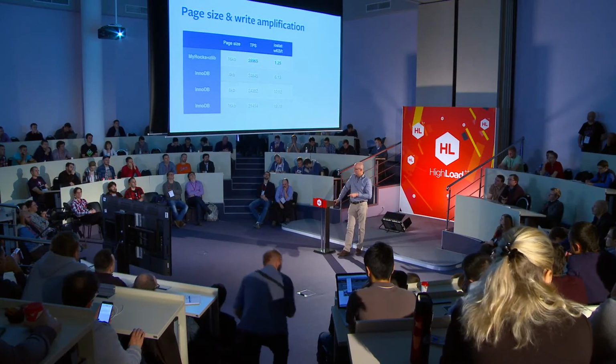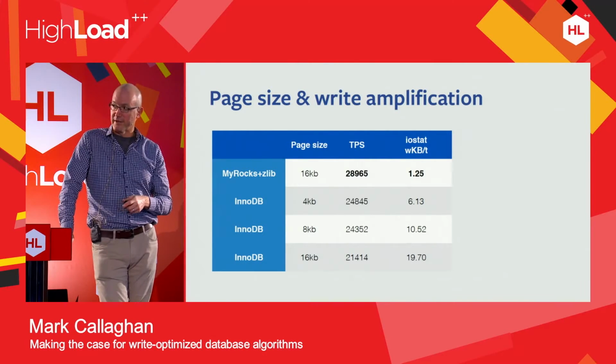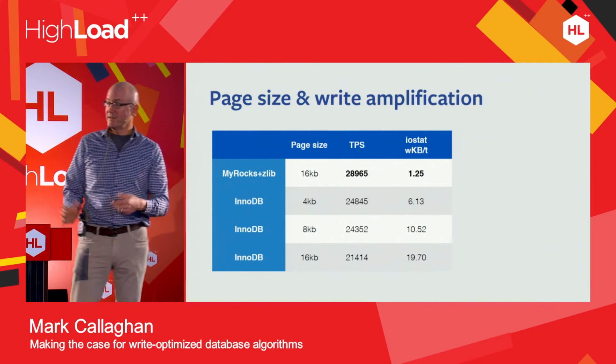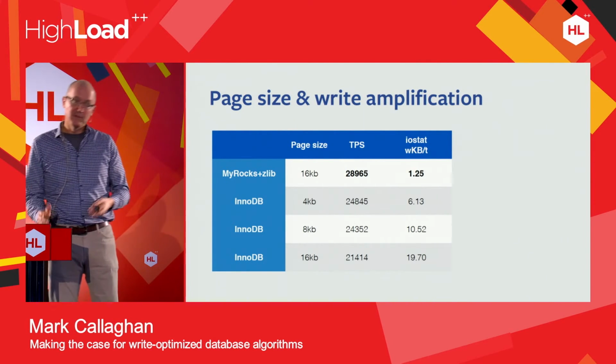The most interesting result is the kilobytes written to storage per transaction. The theory or the speculation was large page size is bad for write amplification. And we can see here, the write amplification almost decreases linearly with page size. So great, use a small page for InnoDB, problem not as bad.